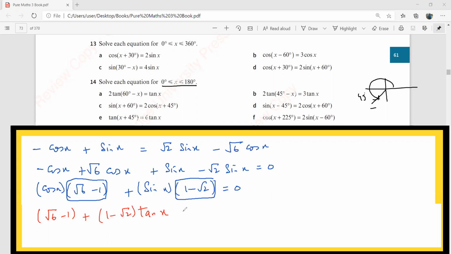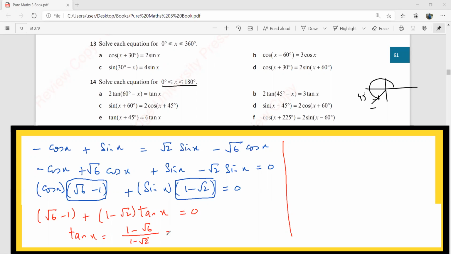So you see, just keep cool, okay? I've divided by the cos x so that my equation has tan x. Again, I'm not using the calculator. I'm still not using the calculator. This tan x would become, when this goes to the other side, 1 minus under root 6, and it will be divided by 1 minus under root 2.